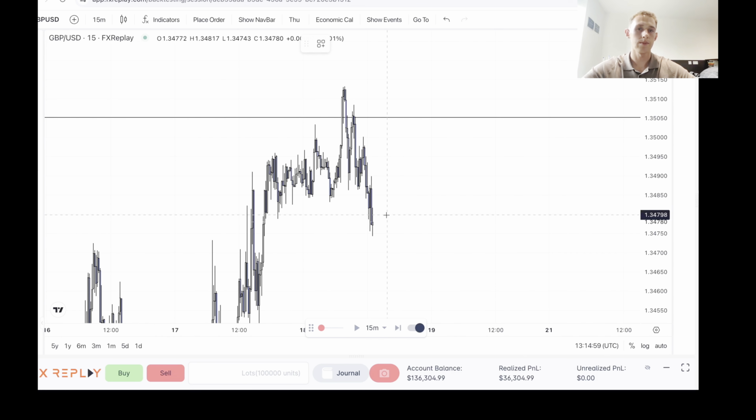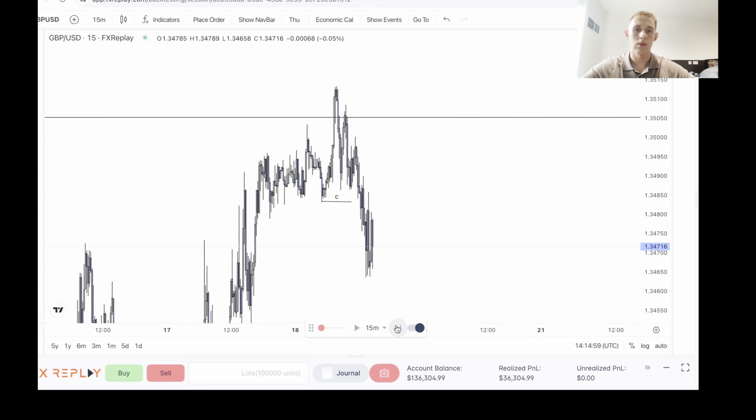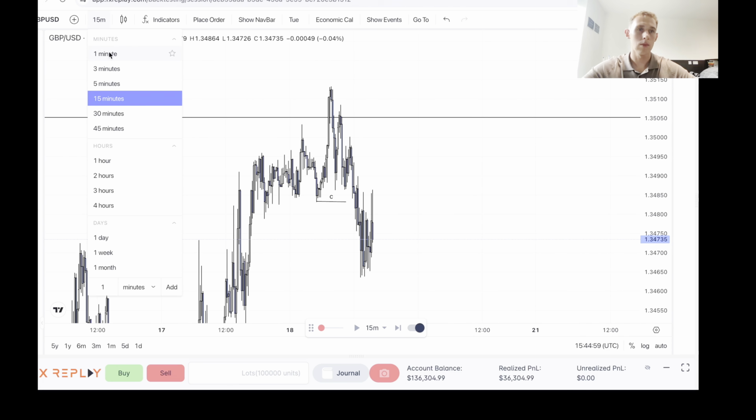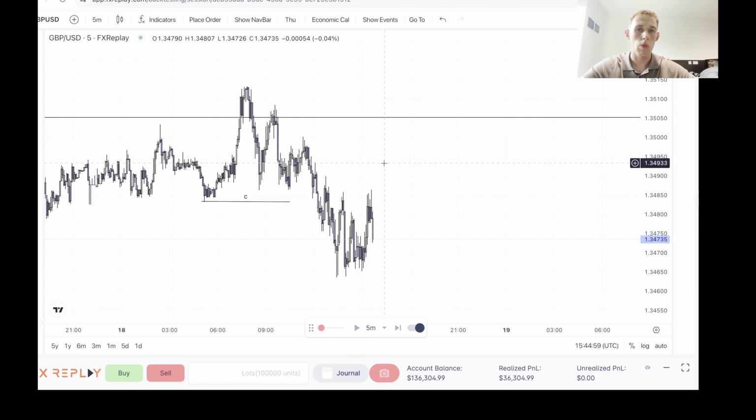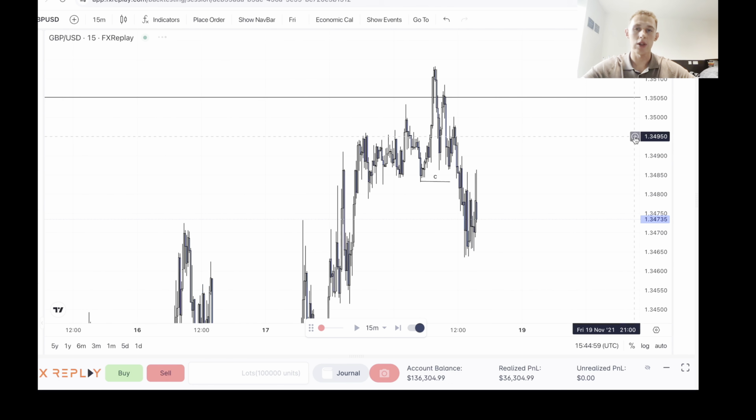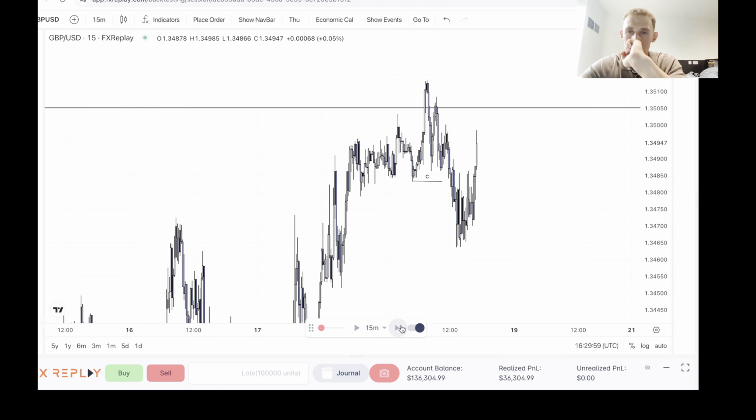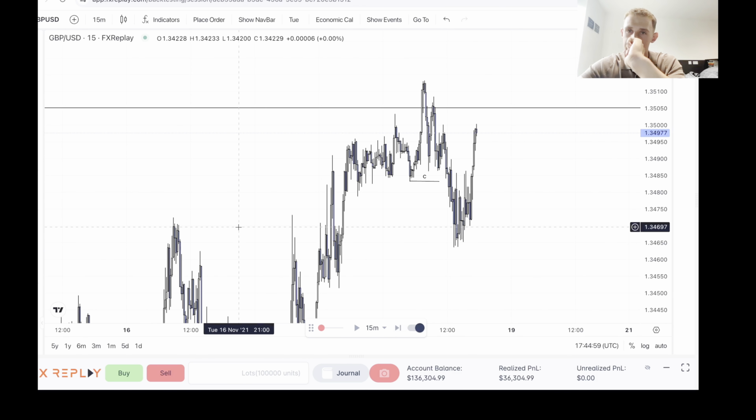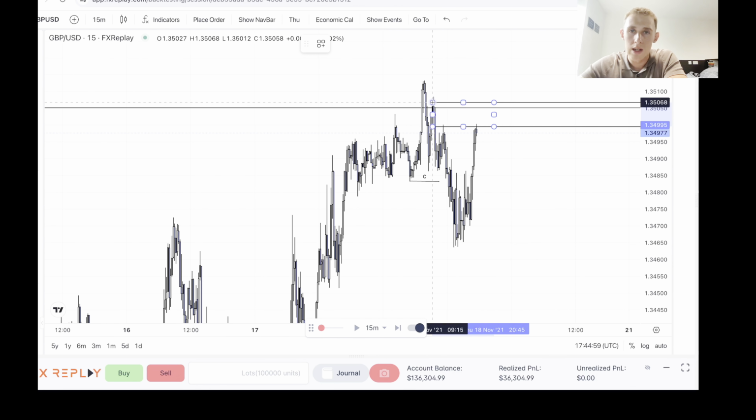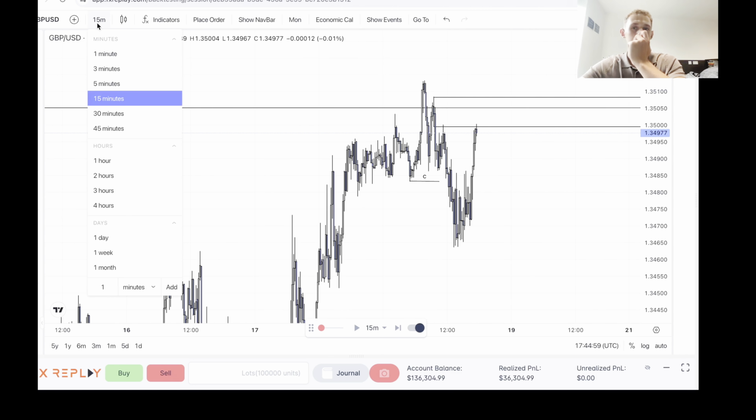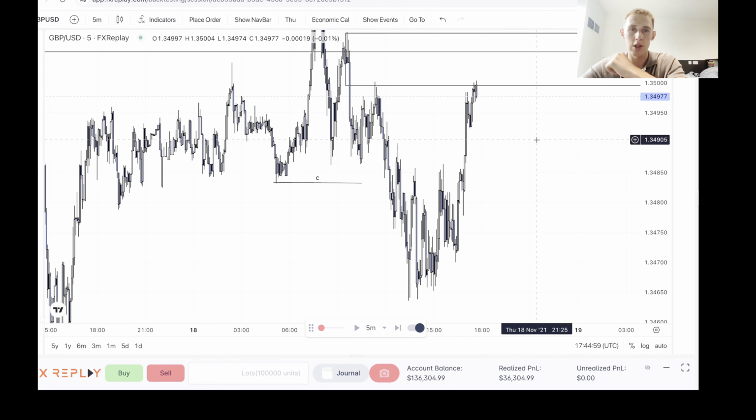There we go. So that low has been taken out. Not seeing any valid entries at the moment though. Maybe if this high gets swept. Or you could also possibly see price react in this area after this liquidity is swept. So yeah, let's monitor what price does here.